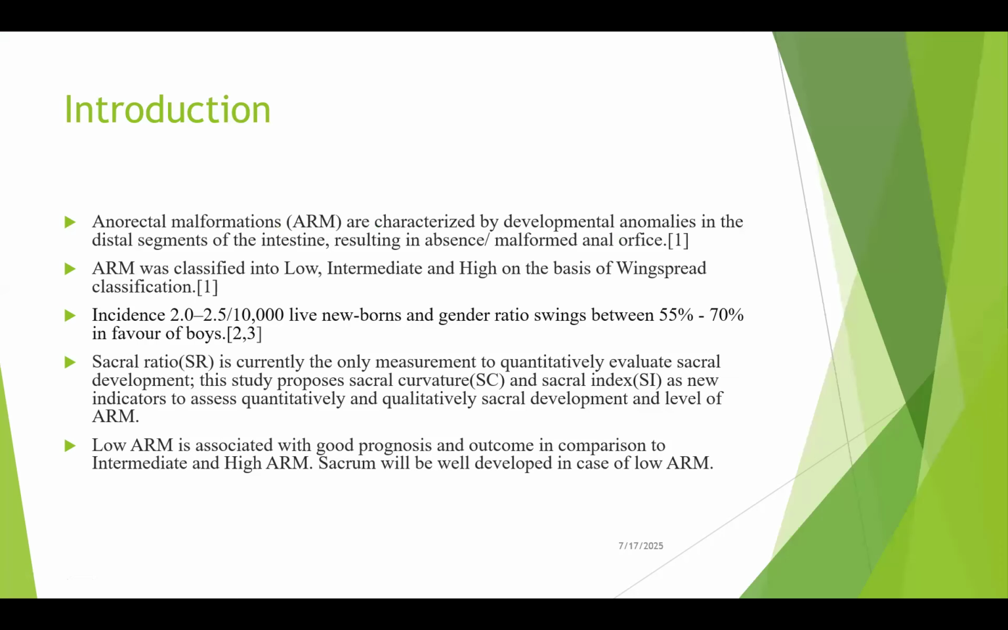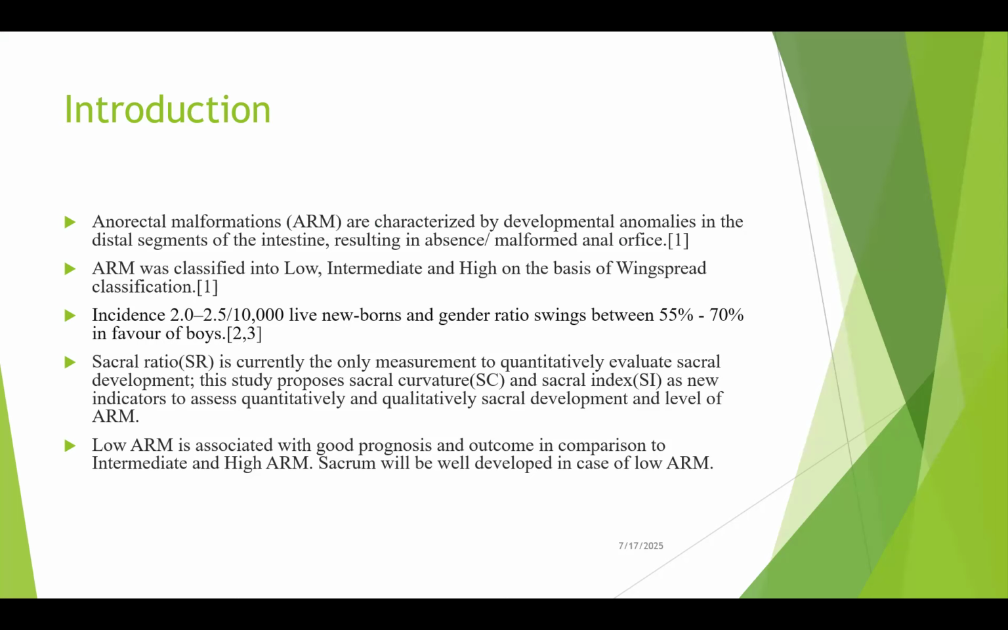Anorectal malformations are characterized by developmental anomalies in the distal segment of the intestine, resulting in absence of a normal anal orifice. ARM was classified into low, intermediate, and high on the basis of the Spread classification. The incidence of ARM is 2 to 2.5 per 10,000 live newborns, with a gender ratio of 55 to 70% in favor of boys. SR is currently the only measurement to quantitatively evaluate sacral development.